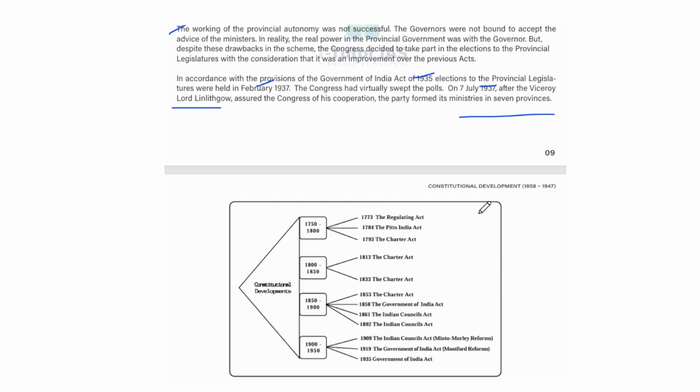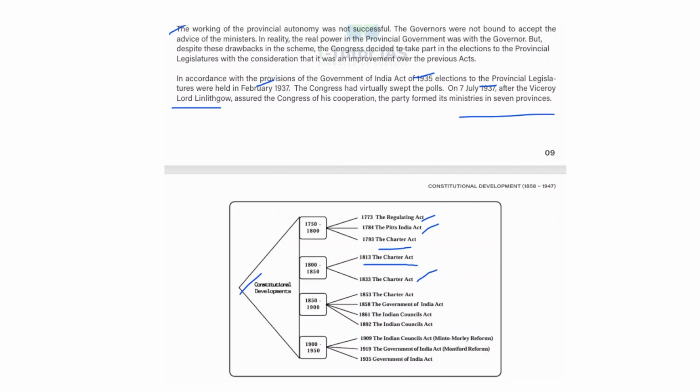Okay, so here is one chart. It is constitutional development, how it happened. So 1750 to 1800, there is the Regulating Act, Pitt's India Act, and the Charter Act. And 1813, there is the Charter Act again, and again one more Charter Act in 1833.